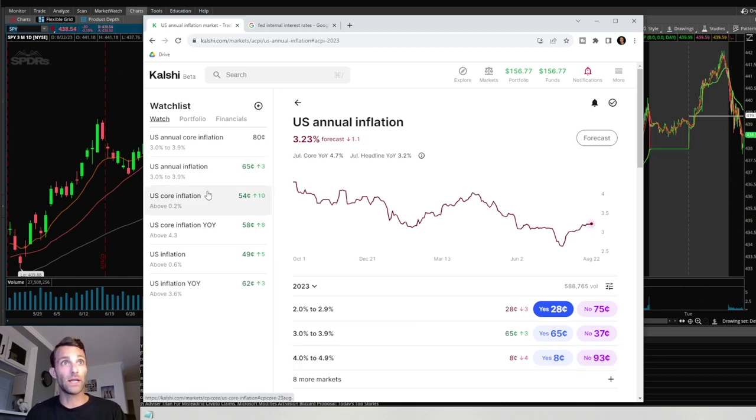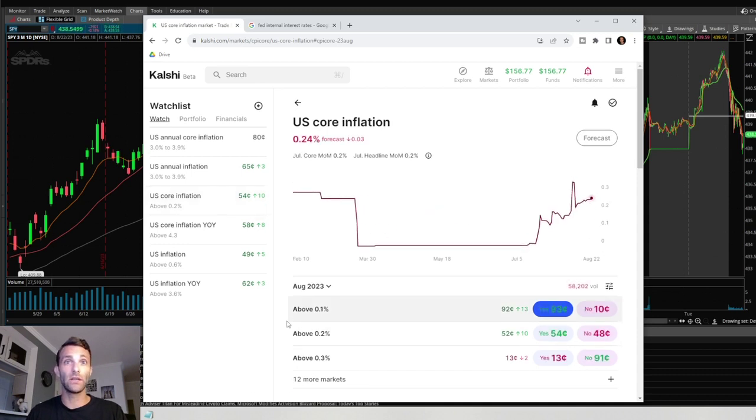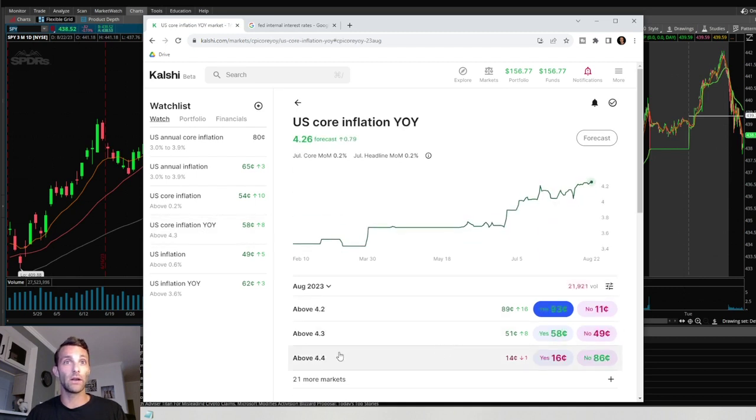And now the next one on the list, the U.S. core inflation. So anything that's going to be a high number above this 0.3% would want to trade the no shares. These are going to be very simple trades to structure if you do not believe inflation is going to increase. So that was this one, making sure to trade these no shares. And then we'll go down to the next one. U.S. core inflation year over year. Anything that's going to be a higher number, trading the no shares. So the example here would be on the 4.4, the no shares at 86 cents.